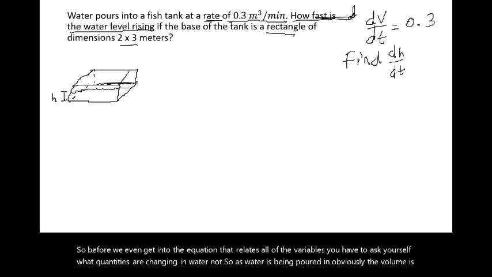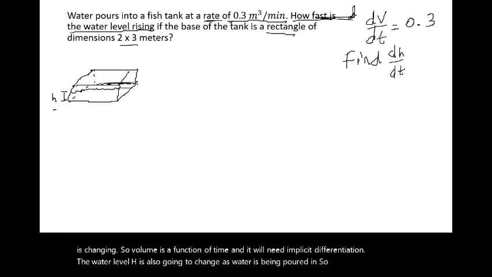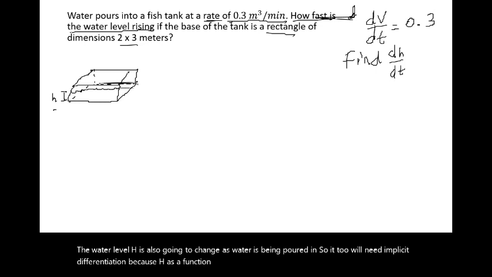So volume is a function of time and it will need implicit differentiation. The water level H is also going to change as water is being poured in. So it too will need implicit differentiation because H is a function of time. However, the base of the tank is a rectangle of dimensions 2 meters by 3 meters.